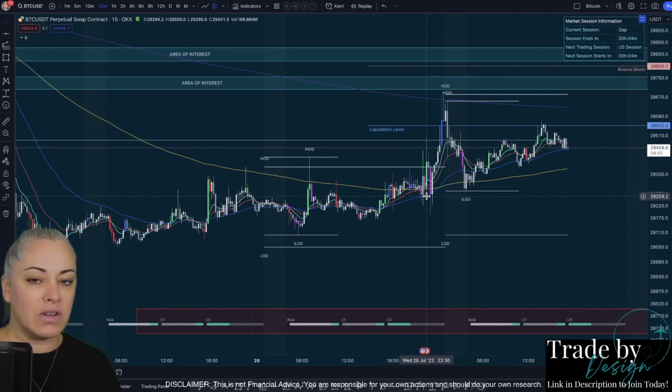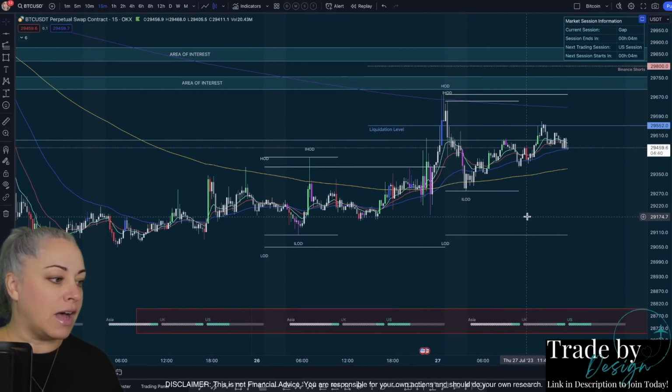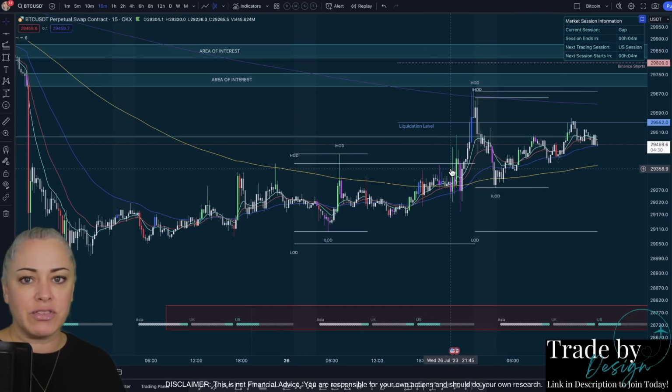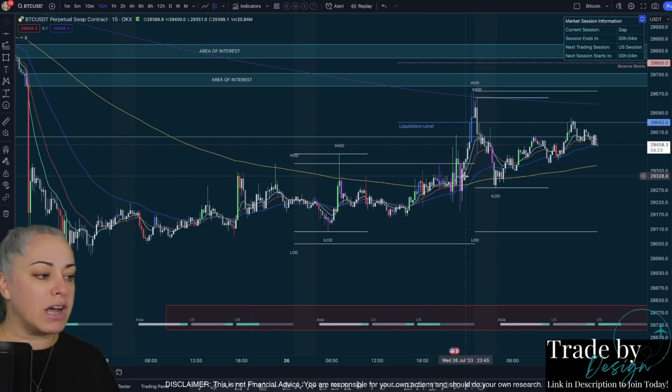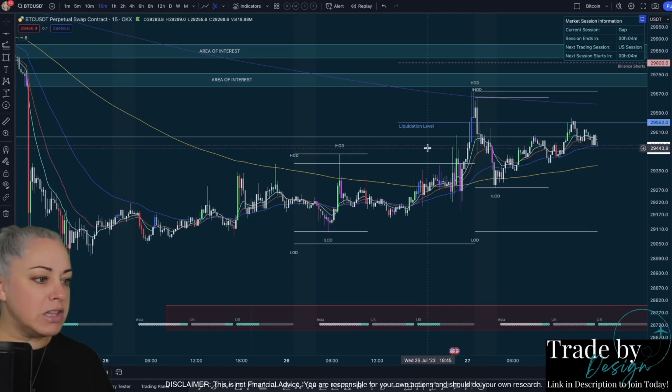Looking at this chart right here, we can see this little mess was the FOMC last night, and the market really didn't know how to process what was going on. That made price action really quite tricky, especially on a smaller time frame, which prompted me to zoom out to the higher time frame to get a bigger picture of what was going on.